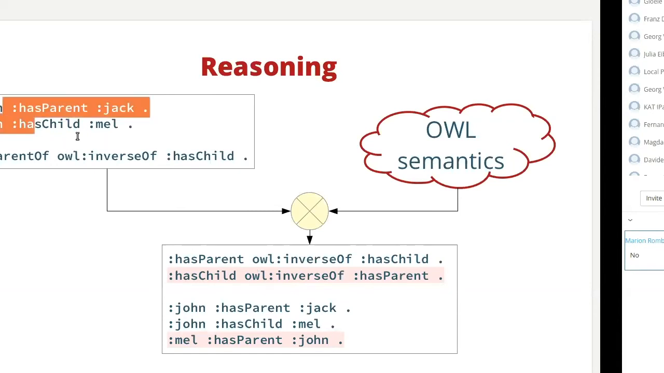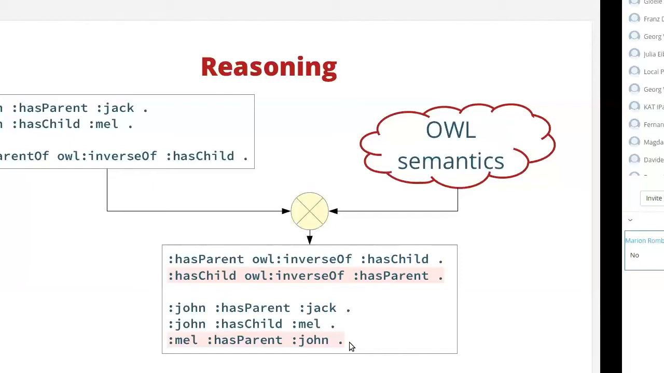Just by writing these, we cannot assert any of these new things. We need the OWL semantics in order to do that. And once you have that, you can combine these things with these other two things and derive this fifth statement. Mel has parent John. And now our query is trivially true. Yes, Mel has parent John.